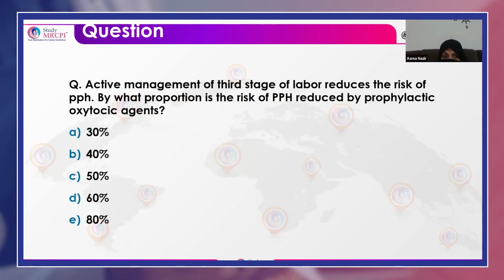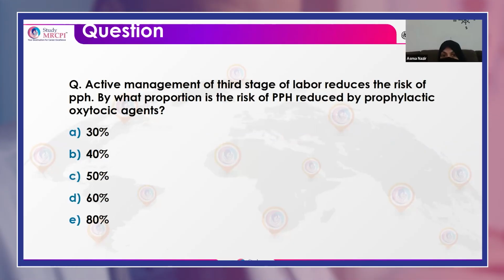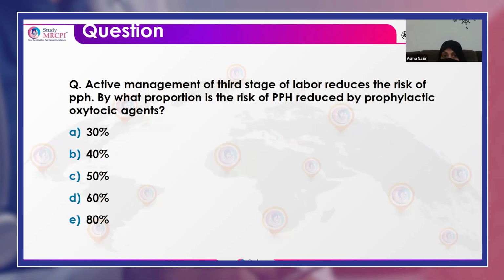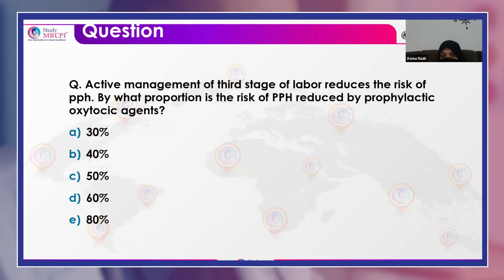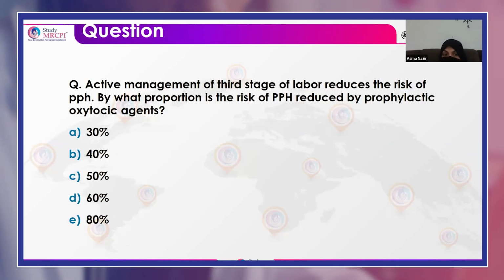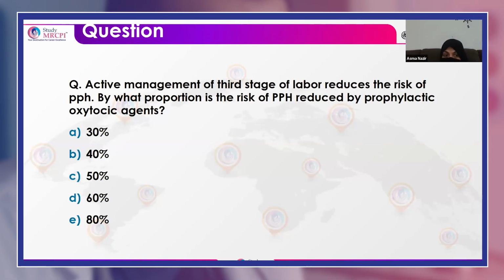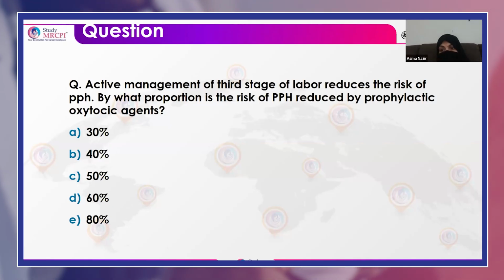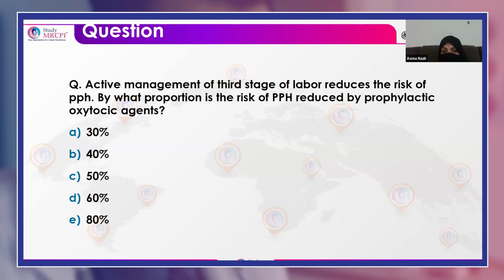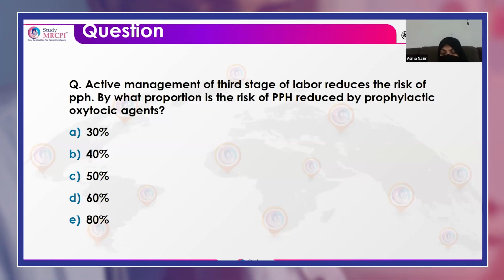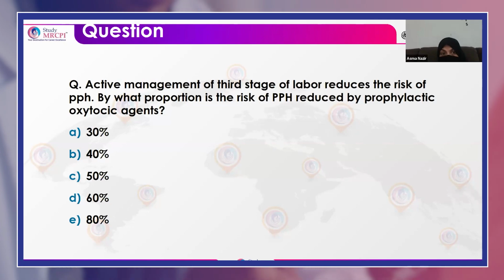Next, what is the active management of the third stage of labor and how does it reduce the risk of PPH? By what proportion is the risk of PPH reduced by prophylactic oxytocic agents? Is it 30%, 40%, 50%, 60%, 80%? Most of the time percentages are not asked in the MRCPI exam, but a few important percentages are important to know, and this is an important one.